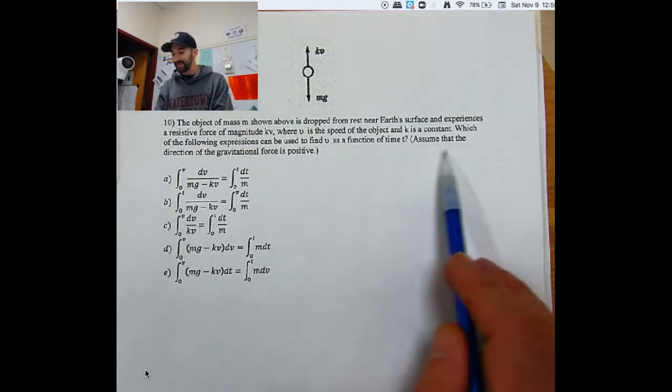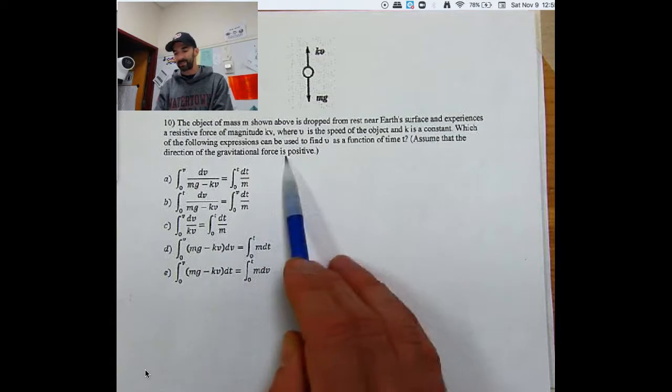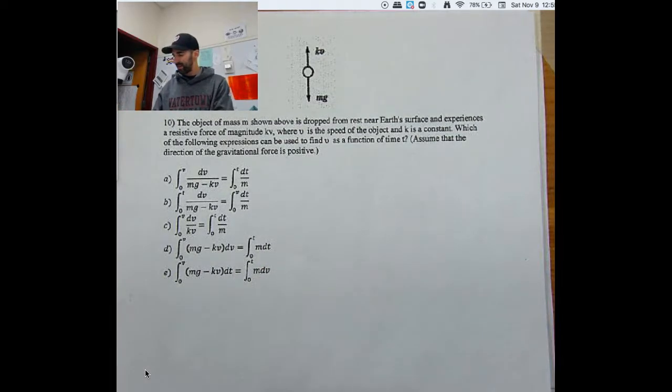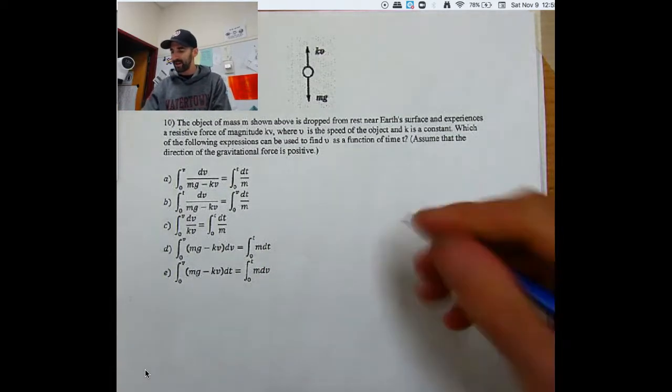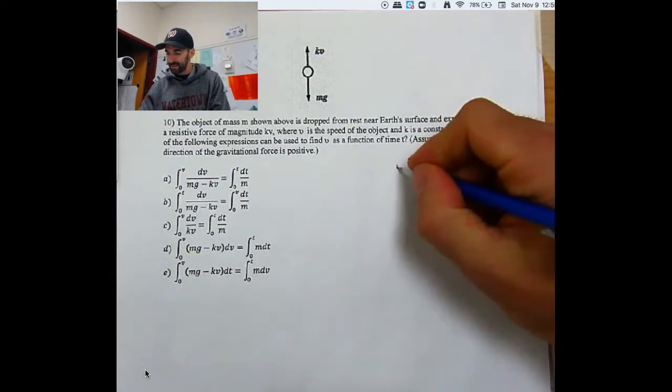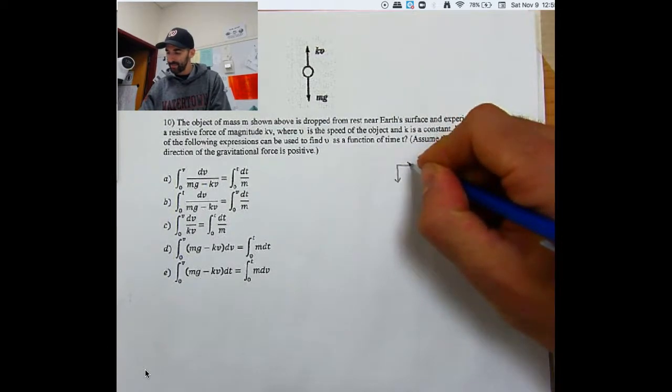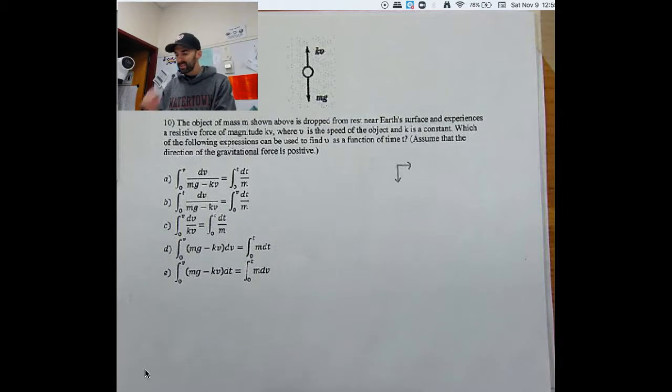They tell us it's assumed that the gravitational force is positive, which is kind of a weird thing for me. I don't like to do that. But that means that my coordinate system is going to be like that. So the first thing I'm going to do is, again, this is a multiple choice question, so we definitely want to eliminate answers and find what we're looking for as fast as possible.